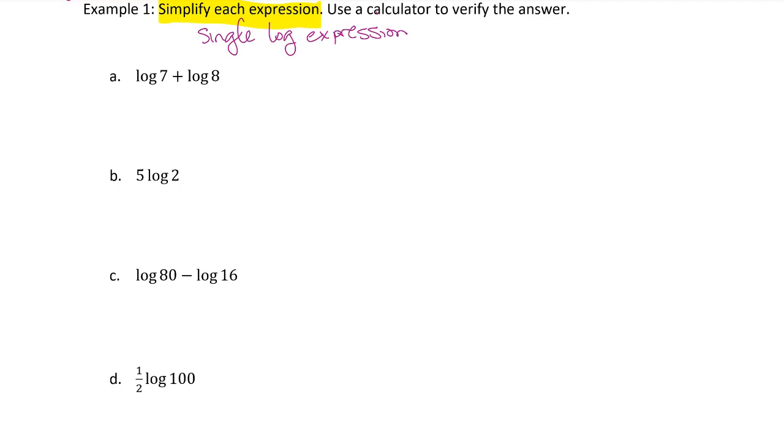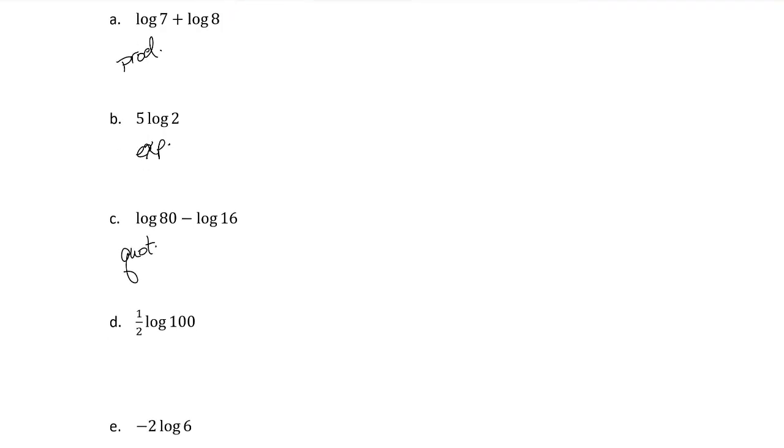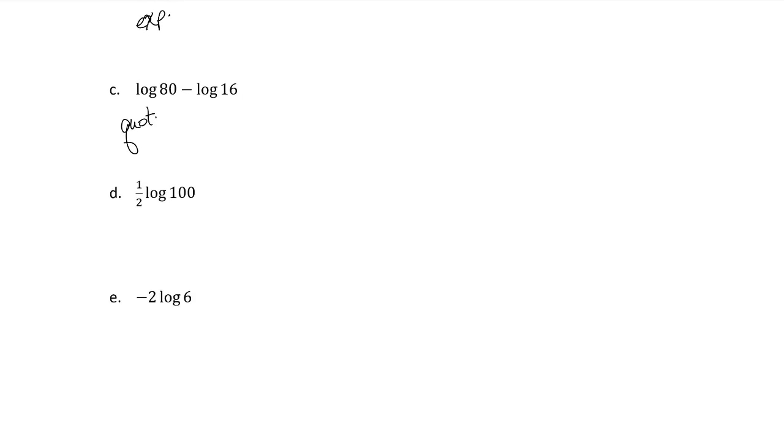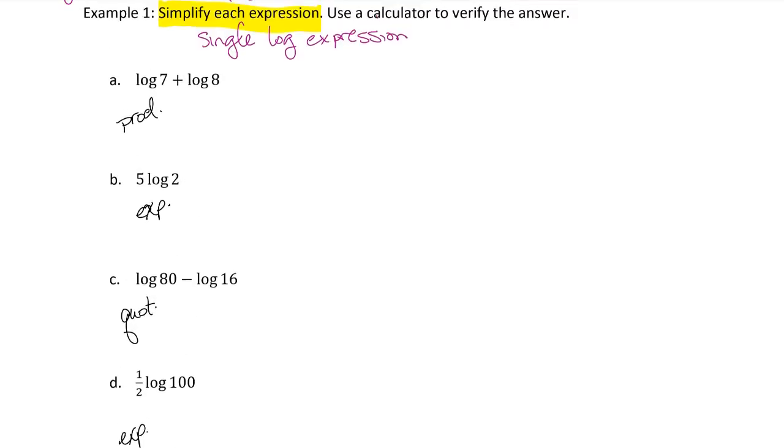So whenever I see adding, I know that that's my product law. If I see a number out in front of a log, I know that that can be applied to my exponents. And subtracting is a quotient. So I'm just going to go through to identify those laws first. Again, fraction out in front, or any sort of value out in front, is my exponent law. From there, if I know I'm talking about products, I know I'm multiplying.